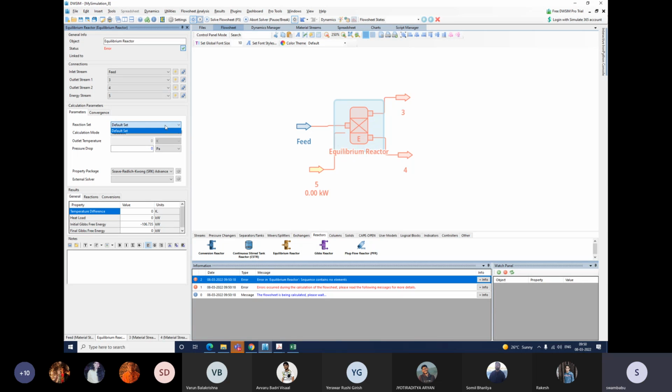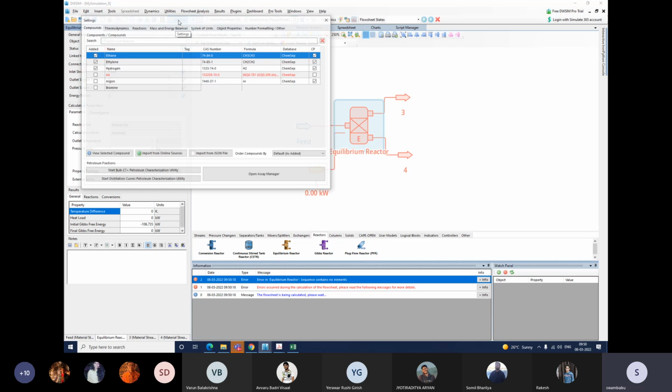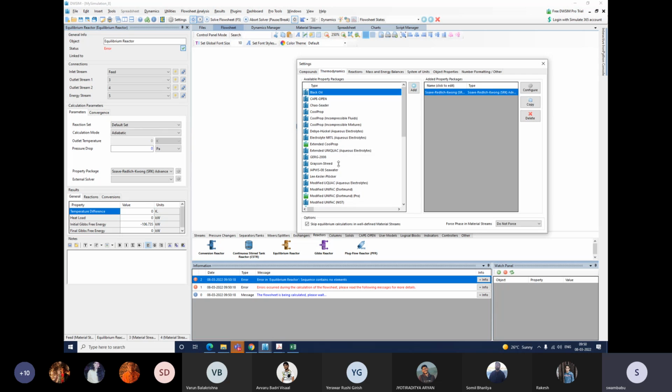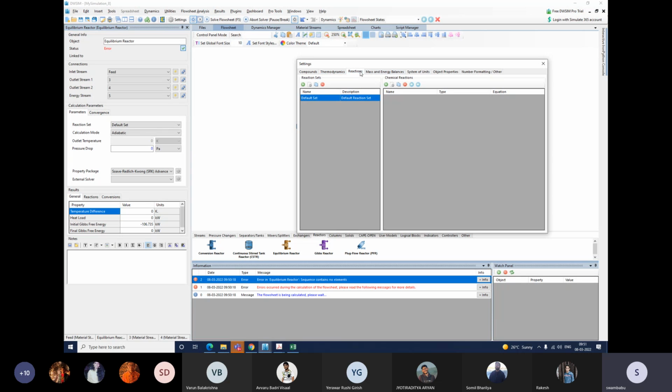Now, what is the reaction set? This doesn't know what reaction is happening inside, so we need to enter the reactions. To give the input of reaction, just select the gear-type symbol for settings. In the settings, we have compounds and thermodynamic property packages, then reaction. So here we need to define the chemical reaction.